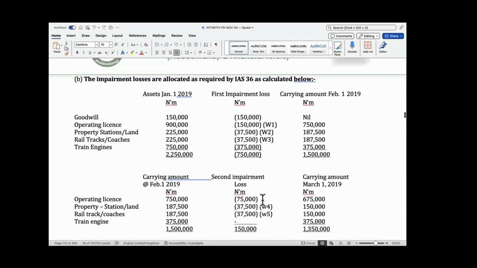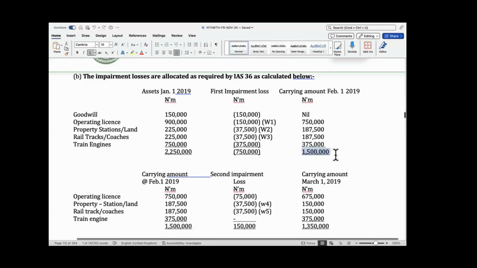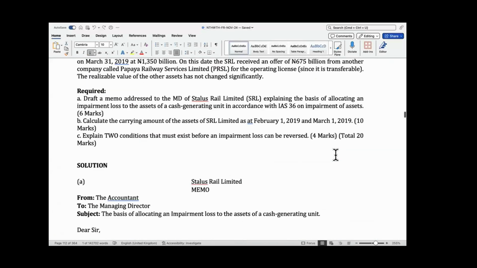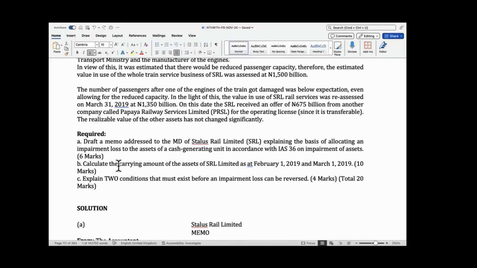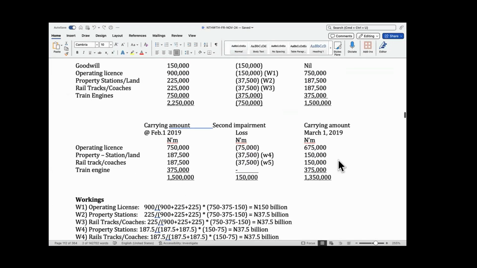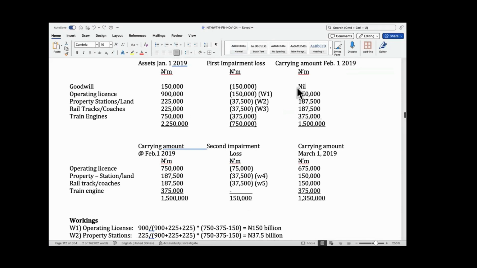So having done that, you will see that the carrying amount is now reduced to that new value in use, which is that 1.5 billion. It has to be that. That is as at February. Now in May, because they asked us to look at the question, they want us to calculate the new carrying amount in February and in March. So in March, first, remember that we have reduced their values to these values here. So those will represent the opening values here in February.